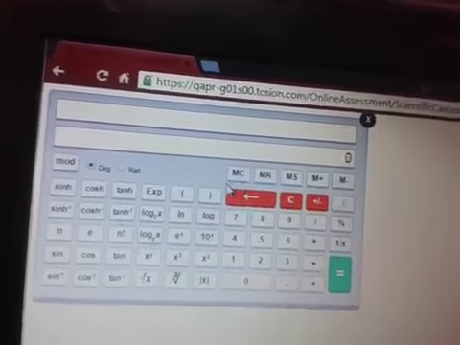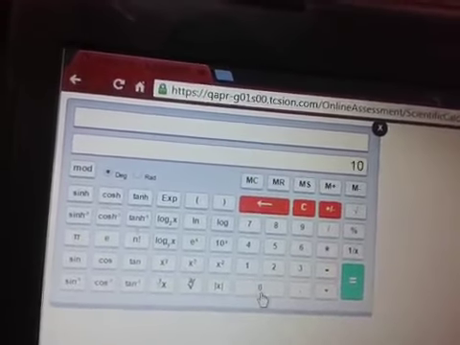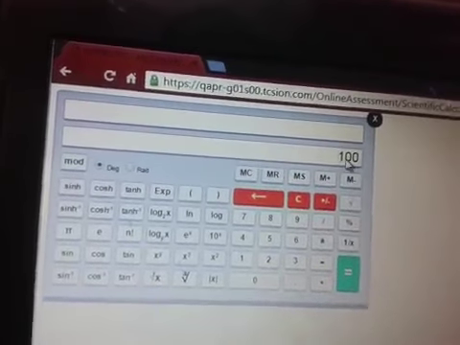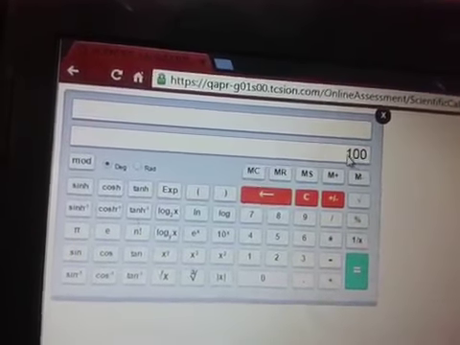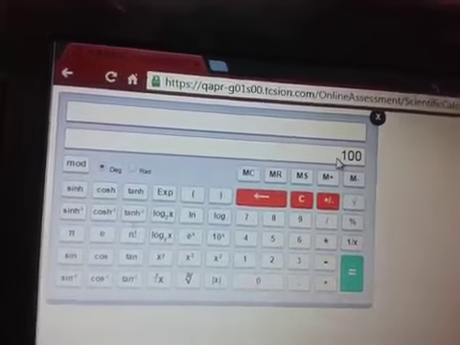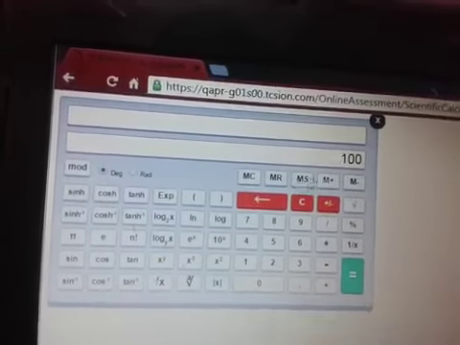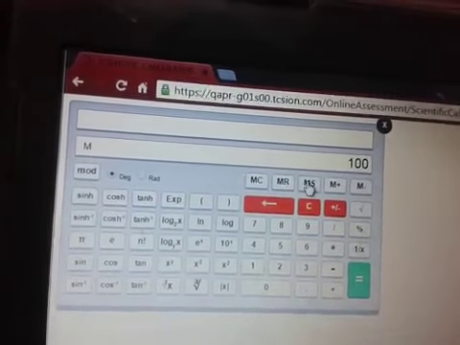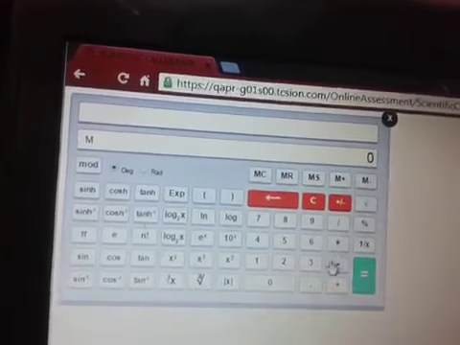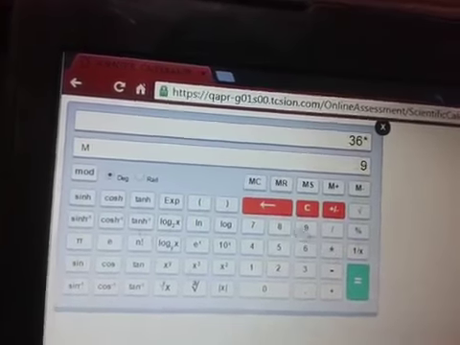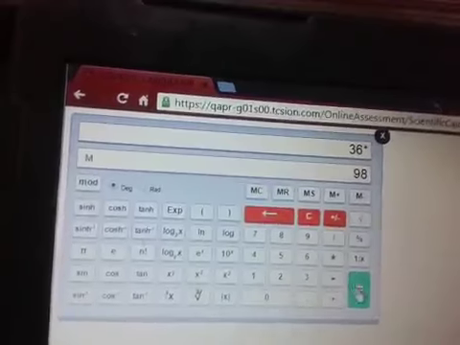First of all, let us clear memory by MC. Now let's store 100 in the memory. Suppose this is my answer, which I got from a previous calculation. So I would like to store this answer, so I will do memory store and then I will clear the display. And then suppose I am calculating another calculation like this, 96.